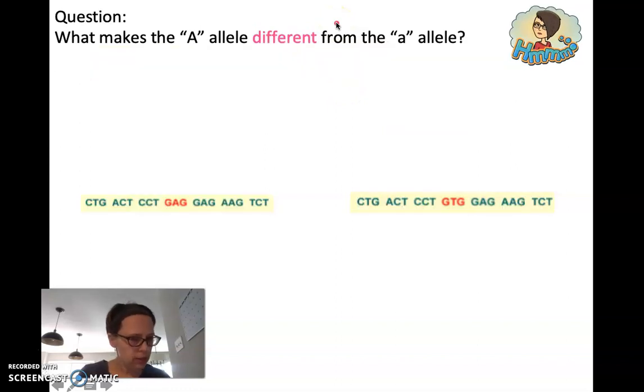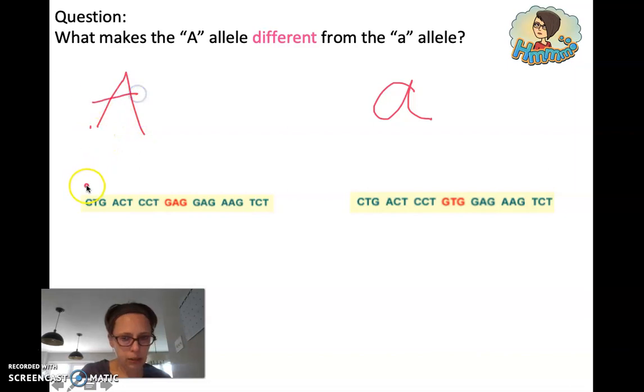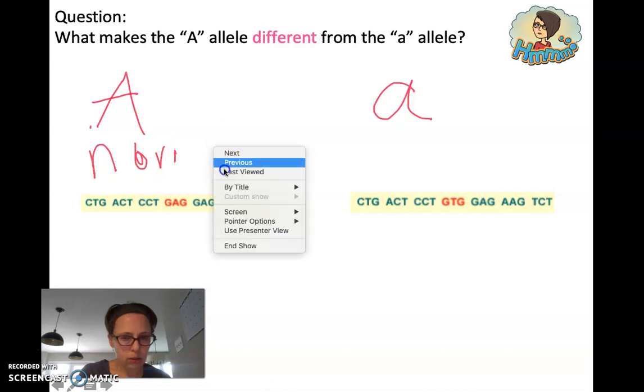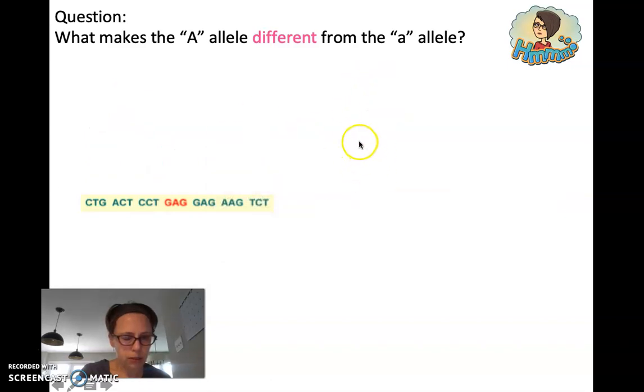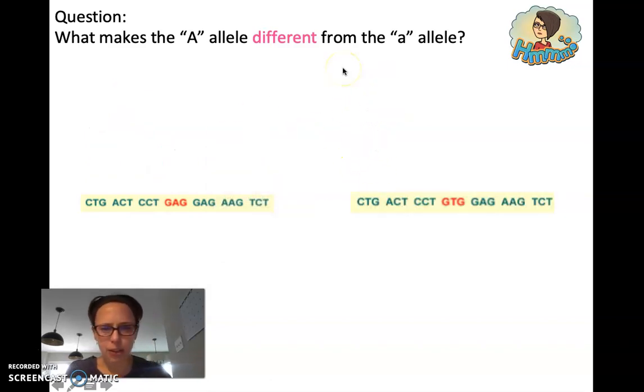Can I do this? What do you think? Little a, big A, normal. This isn't going so well. Oh well, that was good fun.